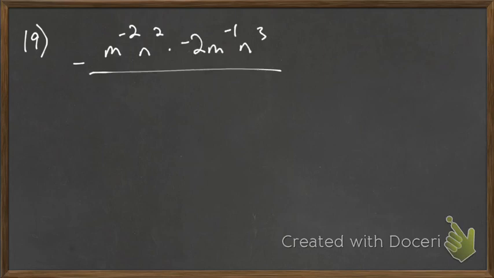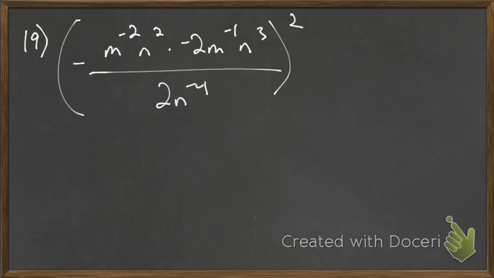We got 2 more. For number 19. Let me make sure I have the right version here. Okay. Opposite of m to the negative 2 n squared times 2m to the negative 1 n cubed. I'm making some video notes right now. Video key. Whew! This is a big one.